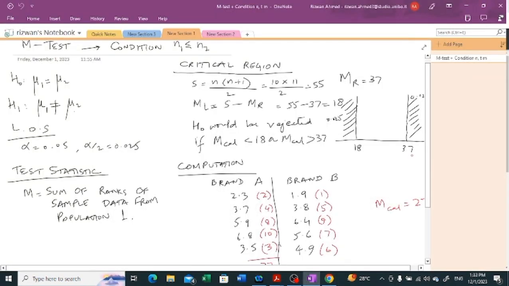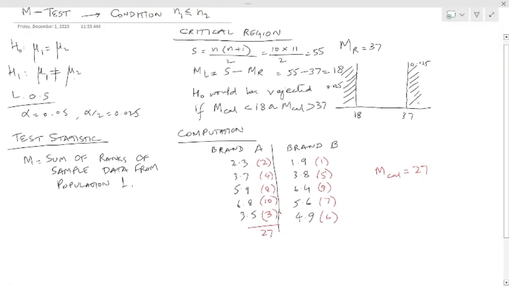So we have indicated 37 as the right tail critical value in this critical region, or right tail critical region, and then from 55, the sum, we subtract this 37, the right tail critical value, and we get the lower bound value of 18. We state the critical region as H0 would be rejected if M calculated is either less than 18 or greater than 37.